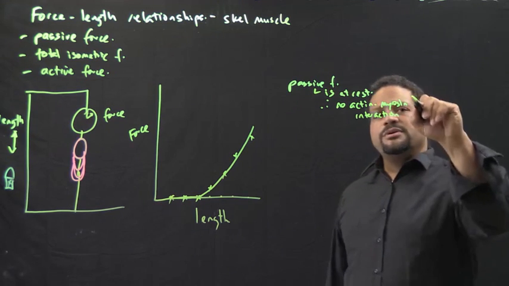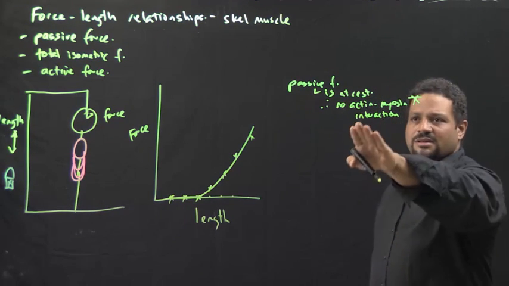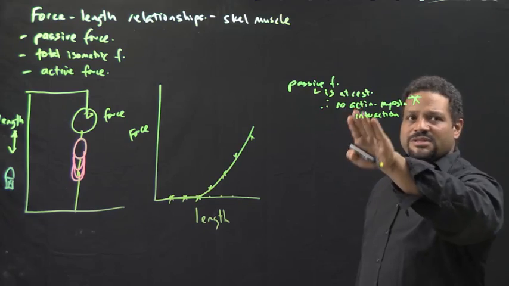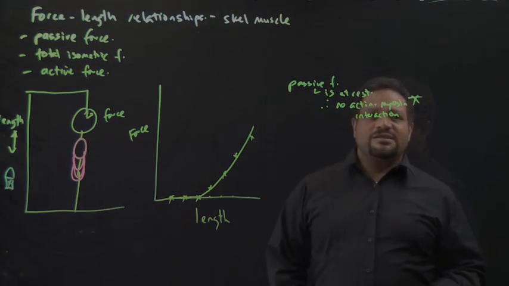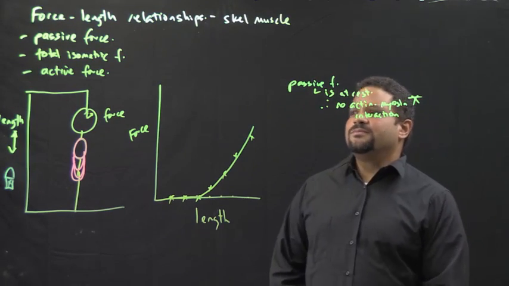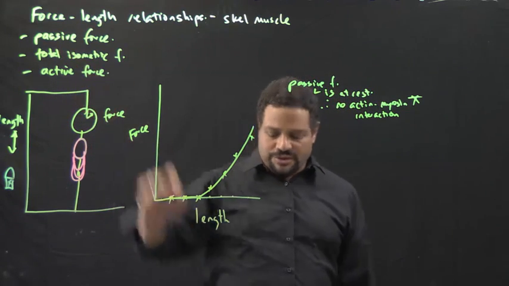So that's very important to know. These are passive forces, measured when the muscle is at rest. The second force that we're going to measure is the total isometric force.